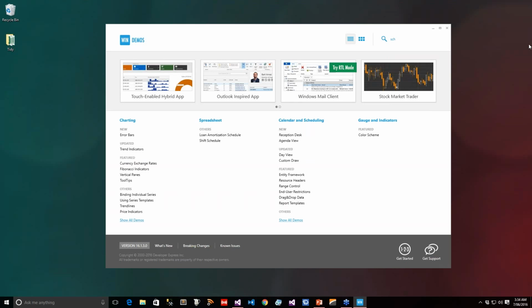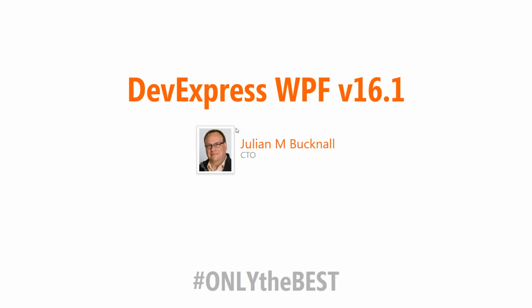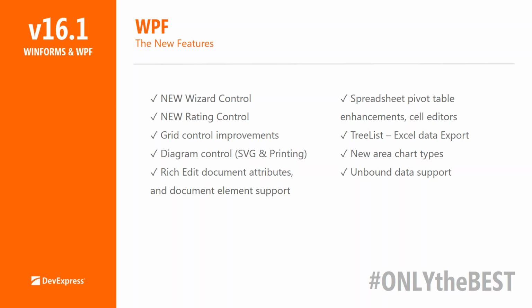Now, Julian, I'm going to flick over to your screen, and we can have a look at some WPF goodness. Absolutely. So thank you, Paul, for the WinForms overview of what's new in 16.1. I shall be now talking about what's new in WPF, and a lot of these things, as we said earlier on, are going to be essentially the same things as in WinForms. So first of all, we have a couple of new controls for WPF, a new wizard control.